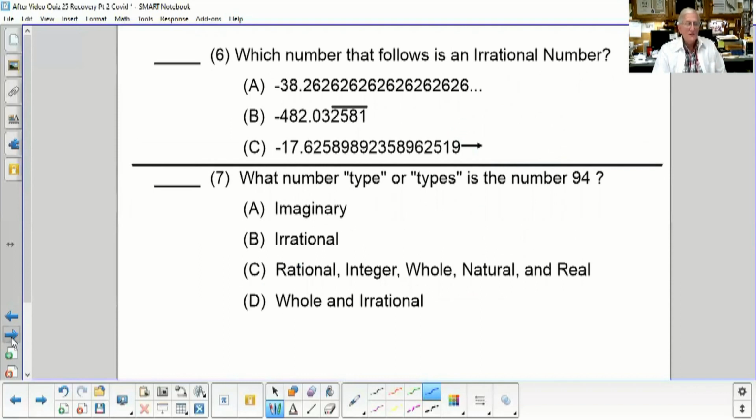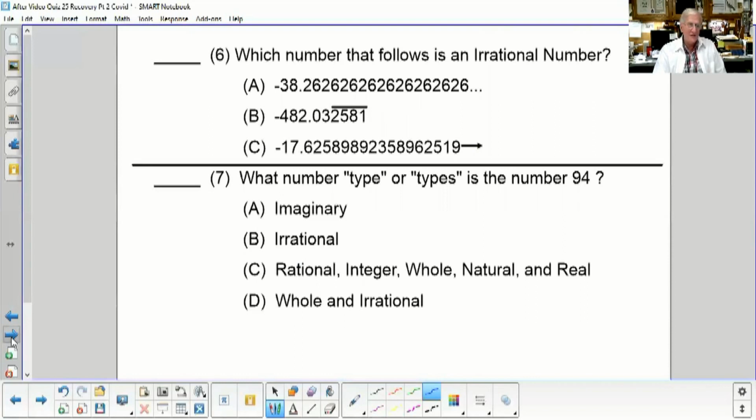Which number that follows is irrational? Well, it's not A because it's 26, 26, 26 forever. That's a repeating decimal, no good. It isn't B because 2581 finally begins to repeat later in the number, so it would go on to infinity because of the bar notation. And of course, my crazy arrow that's on there tells you what? This number goes on forever. This decimal, it's all over the place. Therefore, it is irrational.